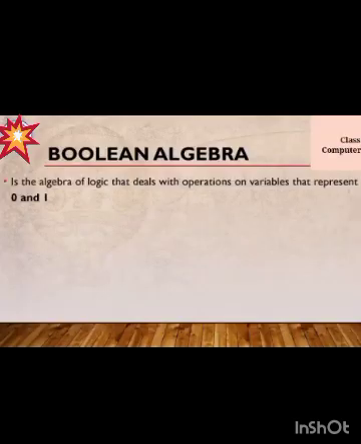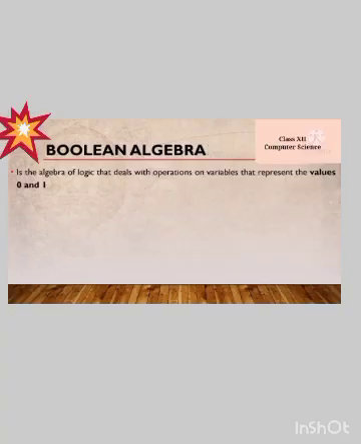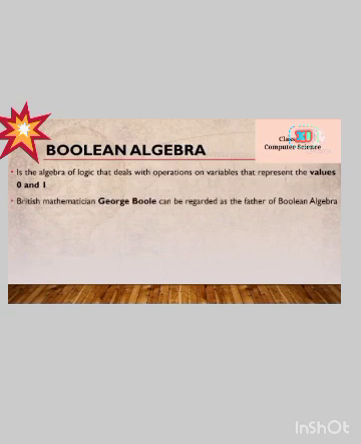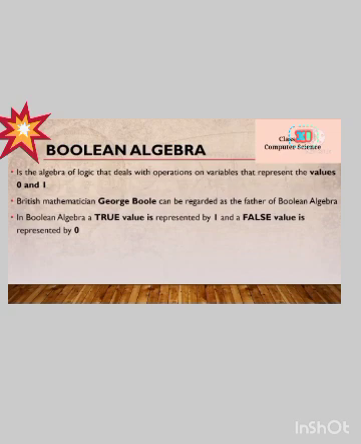Boolean algebra is the algebra of logic that deals with operations on variables that represent the values 0 and 1. So it deals with logic. Logic means there will be some type of decision making, whether it will be 0 or 1. That is the value represented in Boolean algebra. It was developed by the British mathematician George Boole. He is regarded as the father of Boolean algebra.